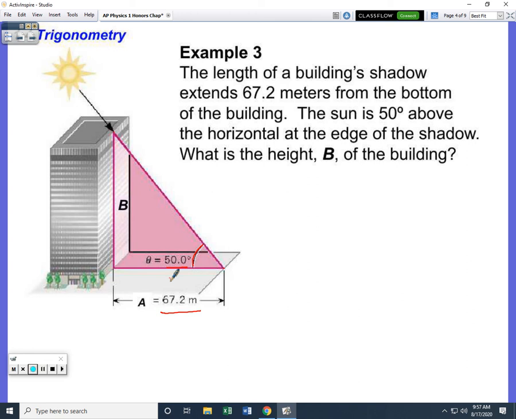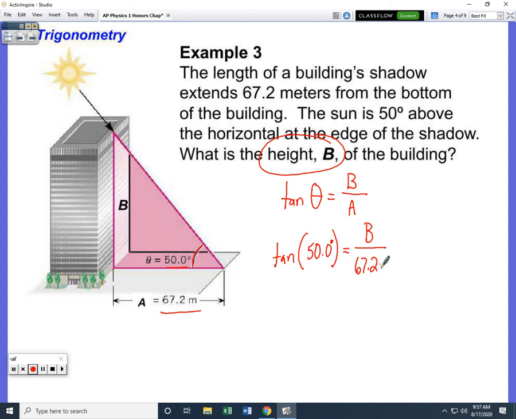So if I have an angle and I want to figure out the opposite side and I have the adjacent side, whenever I think of opposite and adjacent, tangent is usually the first thing that pops in my head. So I'm going to grab the fact that the tangent of the angle is equal to the opposite side, B, divided by the adjacent side, A. Then I just substitute in the information I have. I know that it's a 50-degree angle, and B is what I'm trying to find. I'm trying to figure out what the height of this building is, and my adjacent side is my 67.2 meters.